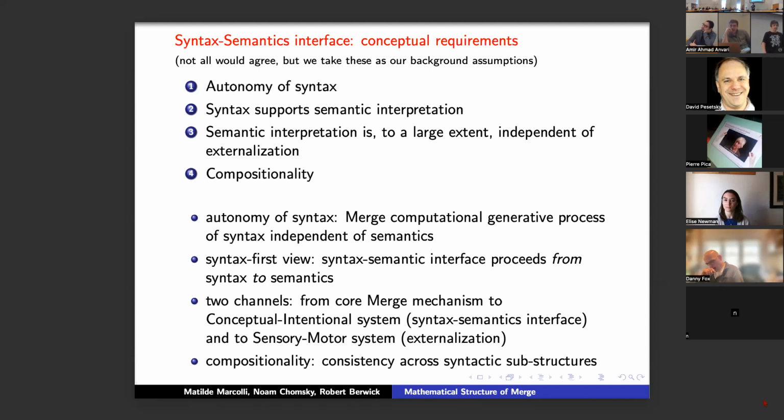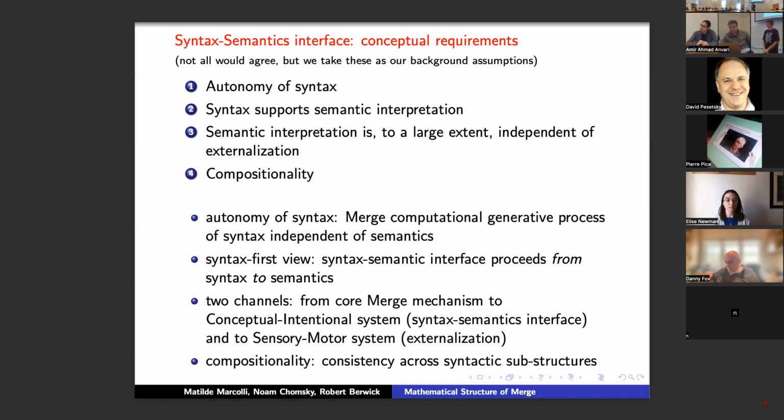And the second principle that I'm going to discuss is that syntax supports semantic interpretation. Basically, what I want to say with this is that this view of the syntax-semantics interface is a very syntax-first approach. Your interface proceeds from syntax to semantics. So syntax is driving what is happening.